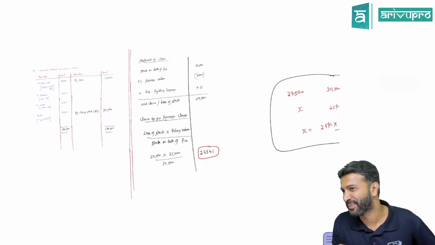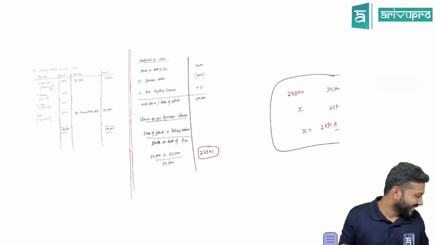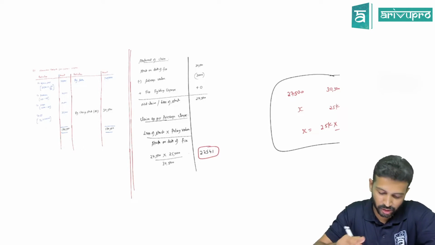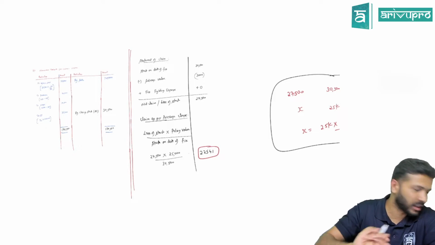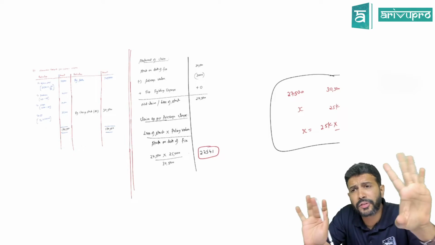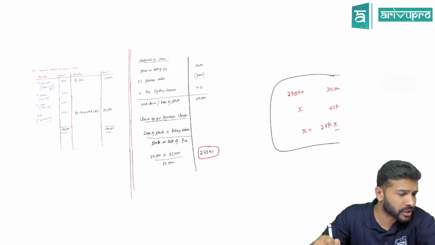Everyone should have it. Firefighting expense won't come, sir. Some problem it will come, some problem it will not come. I've just written it for the sake of format. Don't worry about that. When it comes, we will see. Okay, you got the overall format of the topic now. Can I move on to the second question?